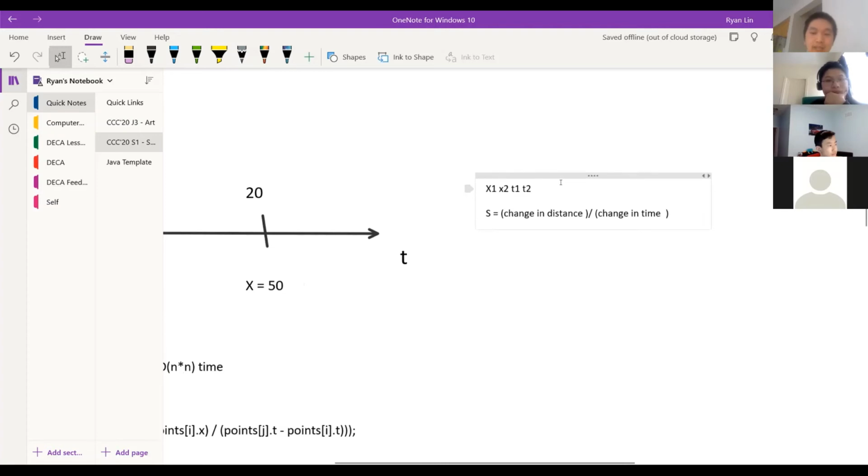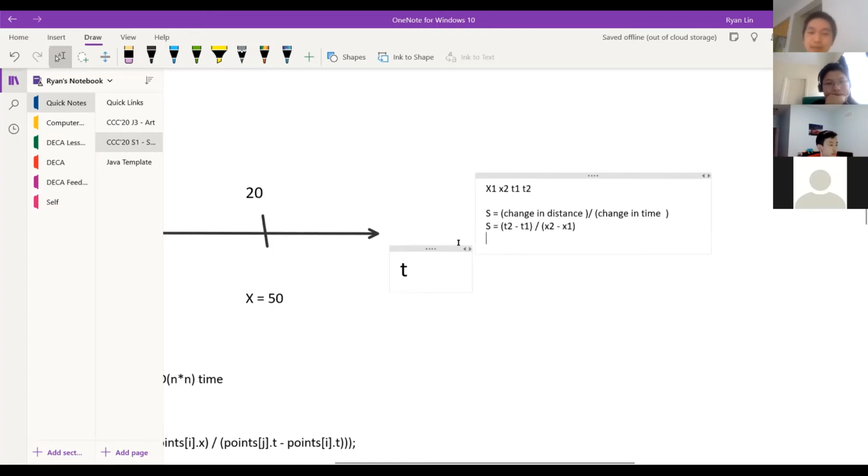So if I have x1, x2, t1, t2, then s is equal to x2 minus x1 over t2 minus t1. Yeah, so this is basically the formula for calculating speed. If you don't know this formula, you better memorize it now, because if you didn't know it, you wouldn't be able to solve this question, basically.